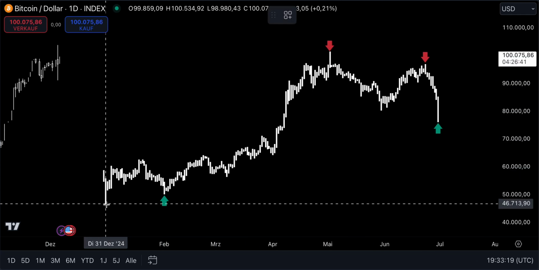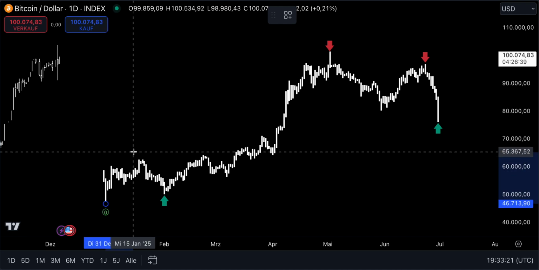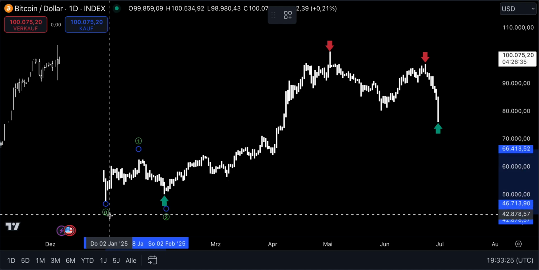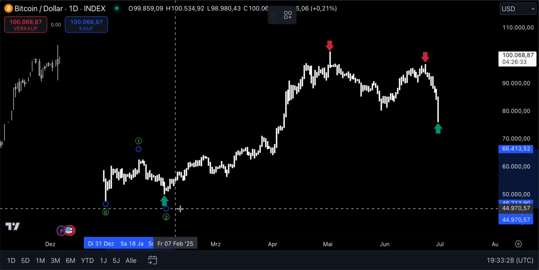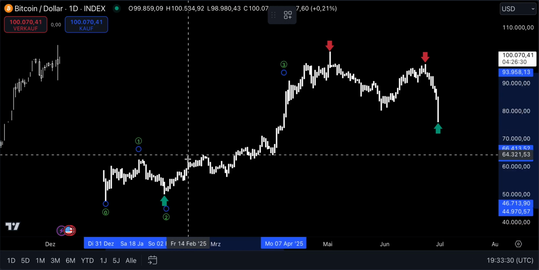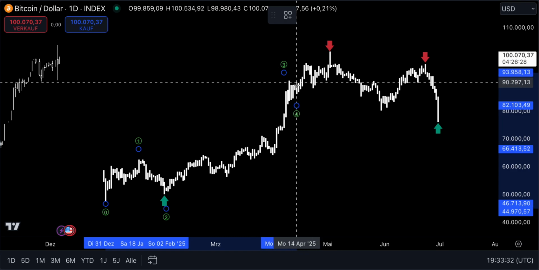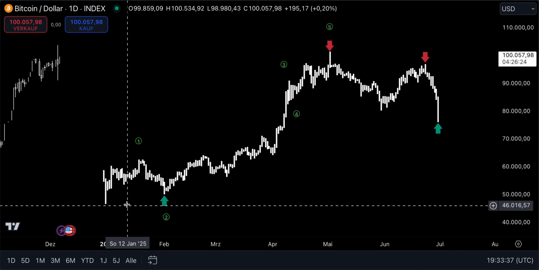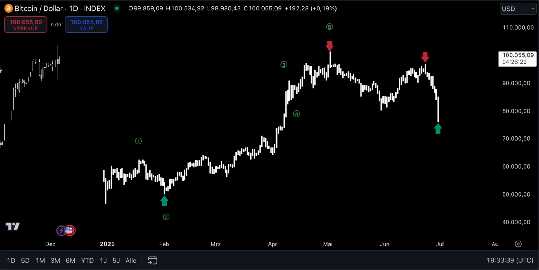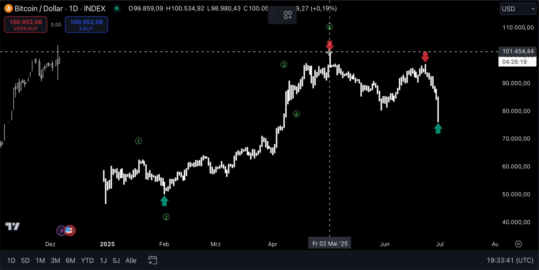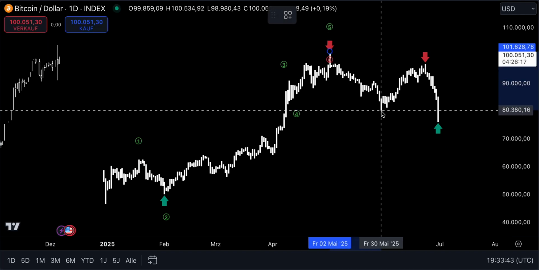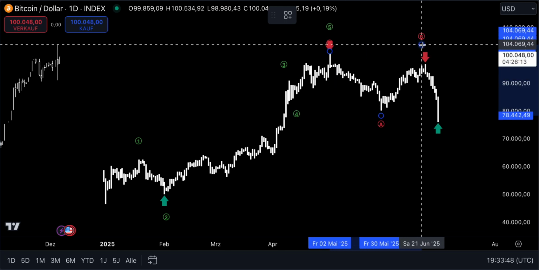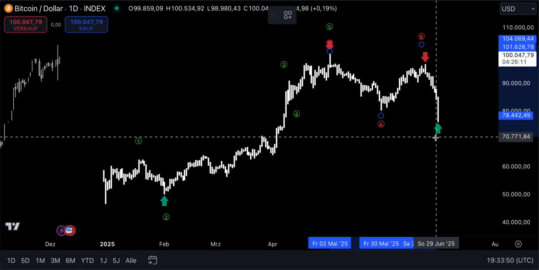So there are impulsive waves. A wave 1 is an impulsive wave. Then there are corrective waves, which come after an impulsive wave, a wave 2. Then there is a wave 3, an impulsive wave, a wave 4, a corrective wave, and again a wave 5, which is an impulsive wave. So now we have this 5-wave move completed to the upside. What is going to happen after this? Well, we will see a corrective wave to the downside, a wave to the upside, and again a corrective wave to the downside.